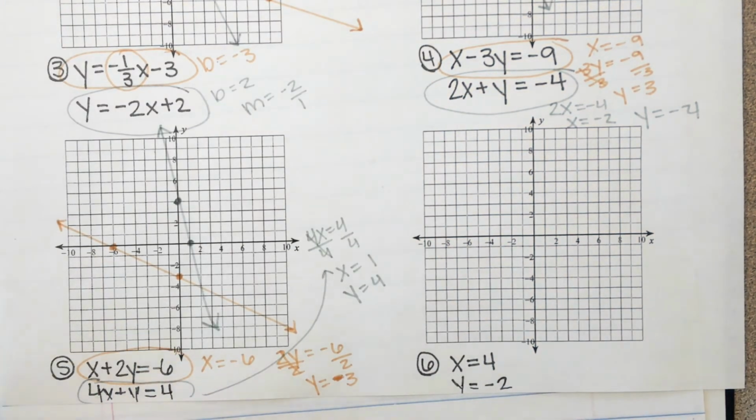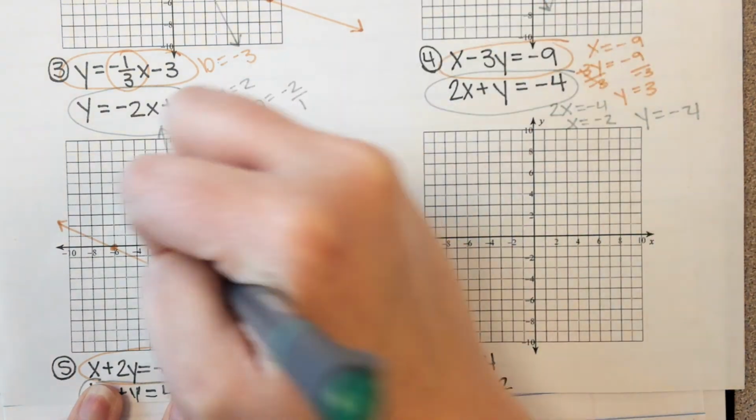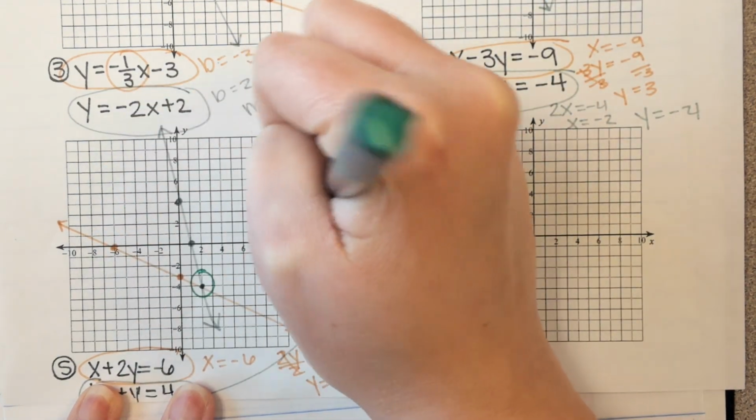Again, I don't already have a point made where they intersect, so I have to make one. It looks like they intersect right here. And our ordered pair is 2, -4.